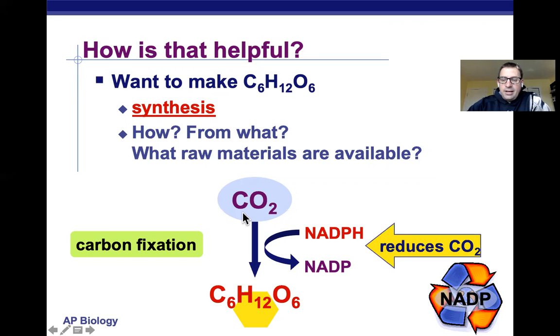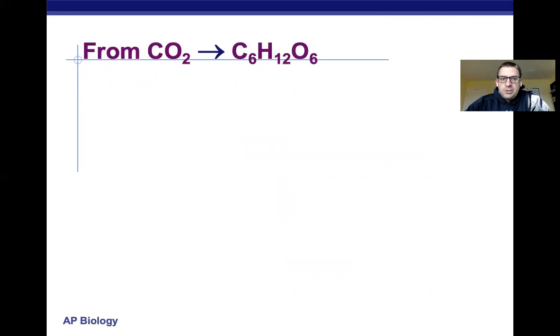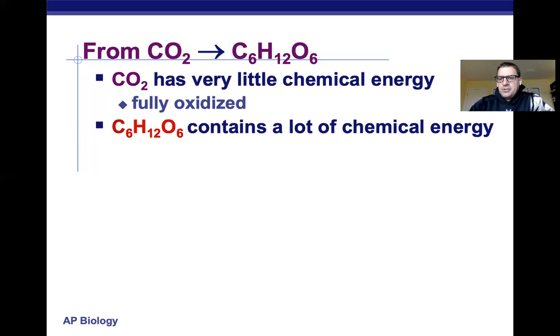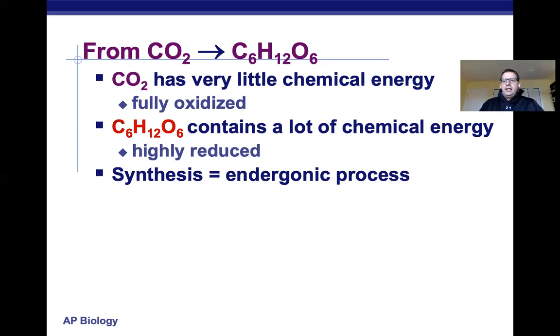And this taking carbon dioxide, the gaseous form of carbon, out of the atmosphere and putting it into organic molecules in living things is referred to as carbon fixation. So carbon dioxide is fully oxidized, so it has very little chemical energy. There's very little energy stored in the bonds between carbon and oxygen. Whereas glucose has a lot of chemical energy stored in those carbon-carbon bonds and those carbon-hydrogen bonds because it is highly reduced. So this synthesis reaction that takes place during the Calvin cycle is an endergonic process.